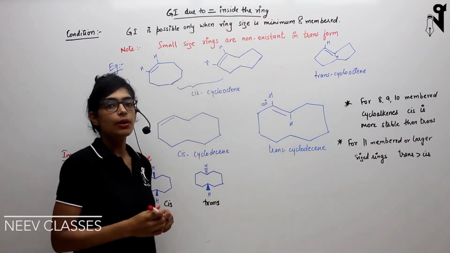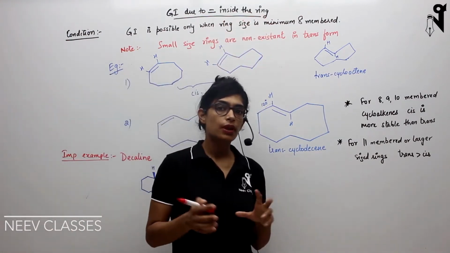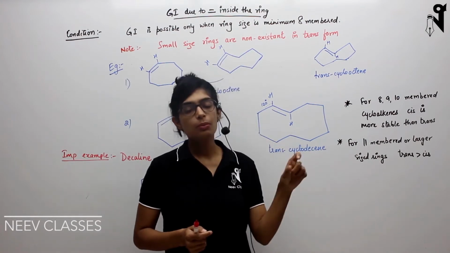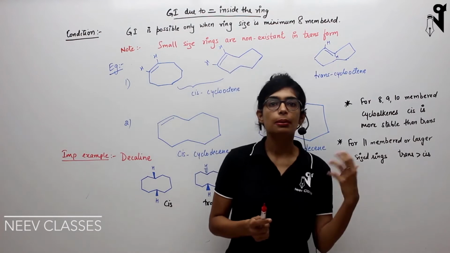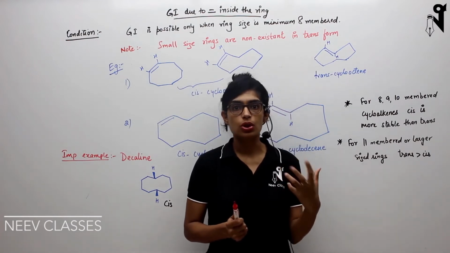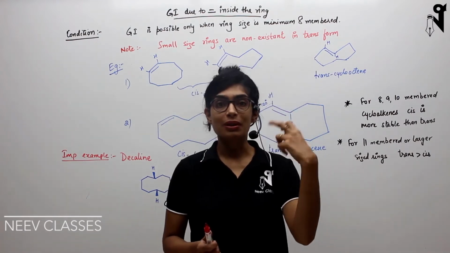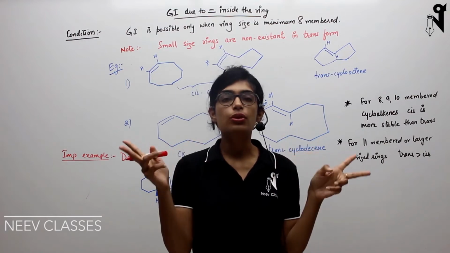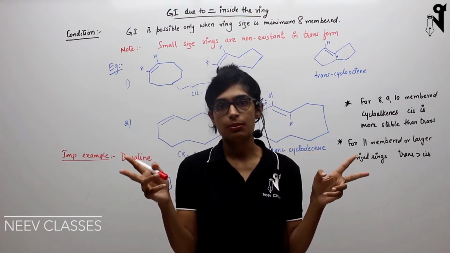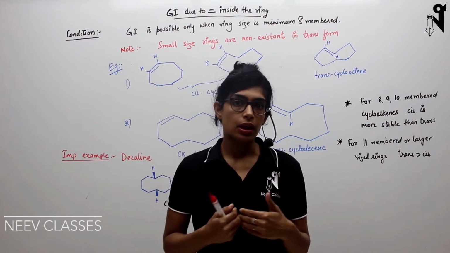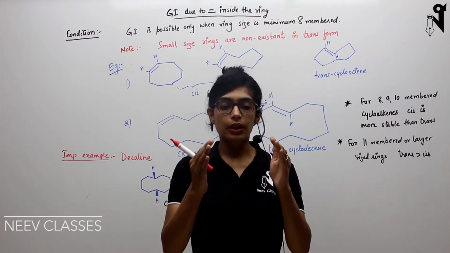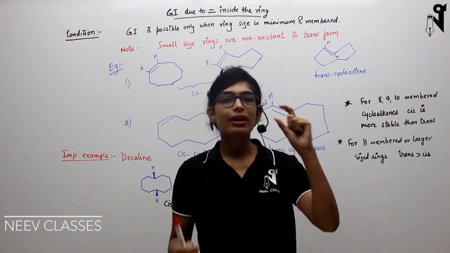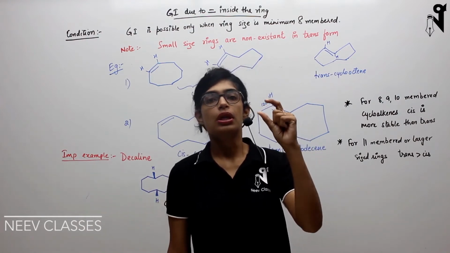So how does a ring cause geometrical isomerism? We have already discussed this. Now if there is a double bond inside the ring, in a few cases I mentioned that a double bond inside the ring does not cause GI, because we require an sp3 hybridized carbon with two different disubstitutions. But this is true only for smaller rings. For bigger rings, if there is a double bond inside them, the double bond itself shows GI.